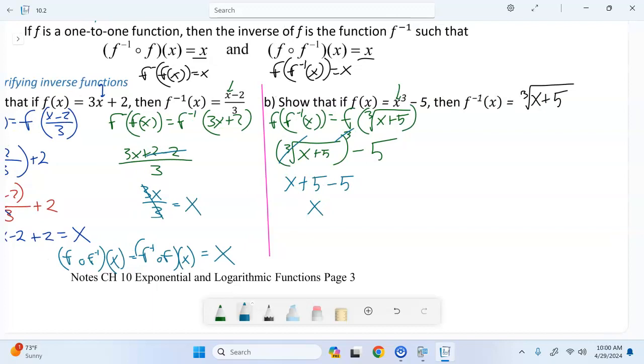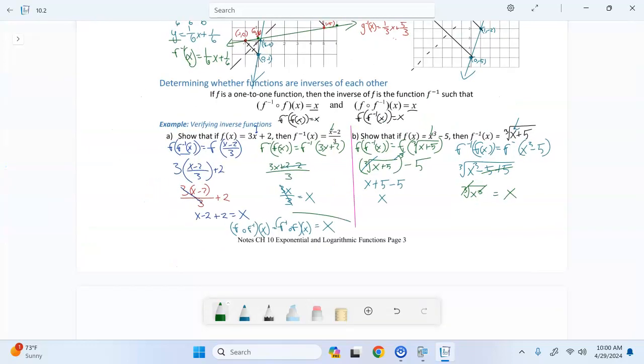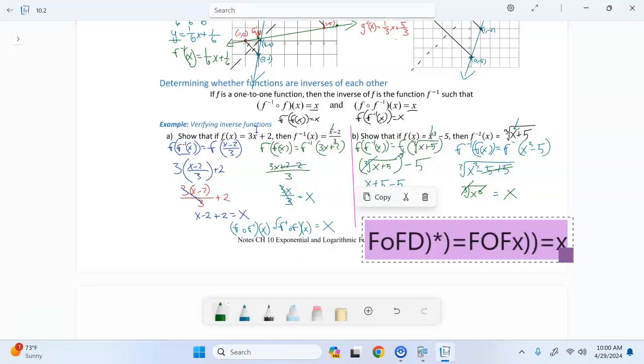And then same thing, we do our inverse. We want to plug x cubed minus 5 into our cube root function. So we get the cube root of x cubed minus 5 plus 5. What do I do next? What do I do before that? Negative 5 and 5 cancel, and then that gives me x. And so they are inverses based off of the same reason that we have here. They are also inverses of each other.